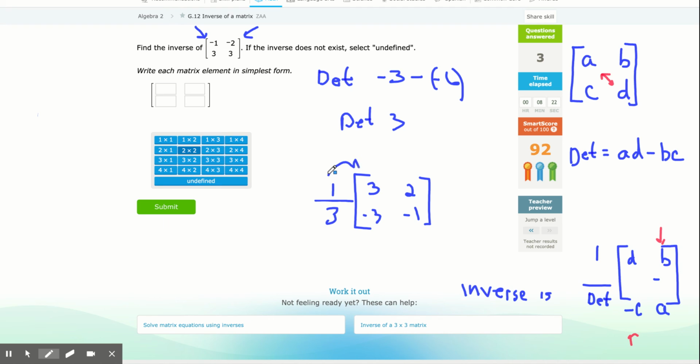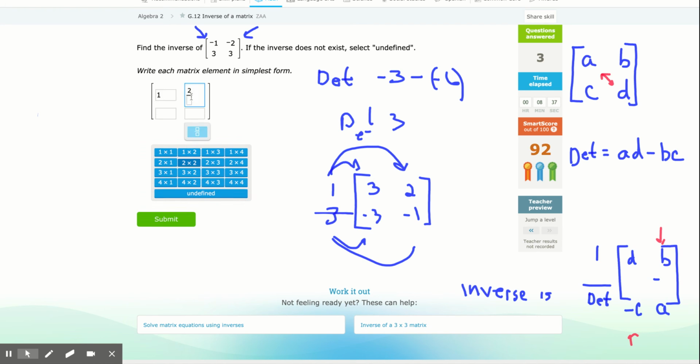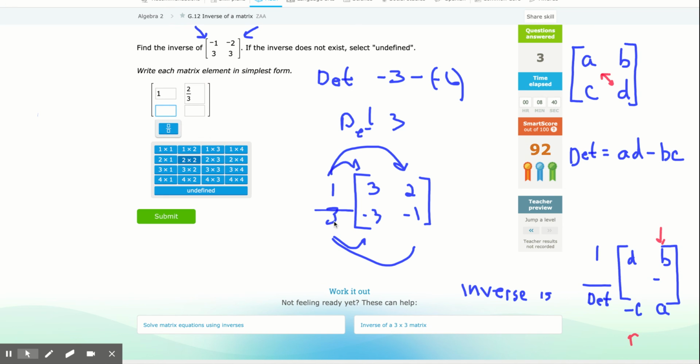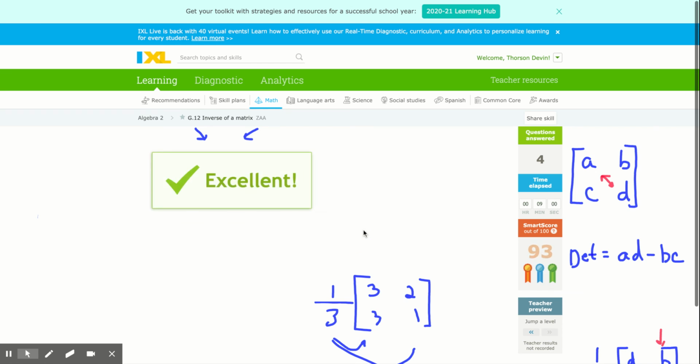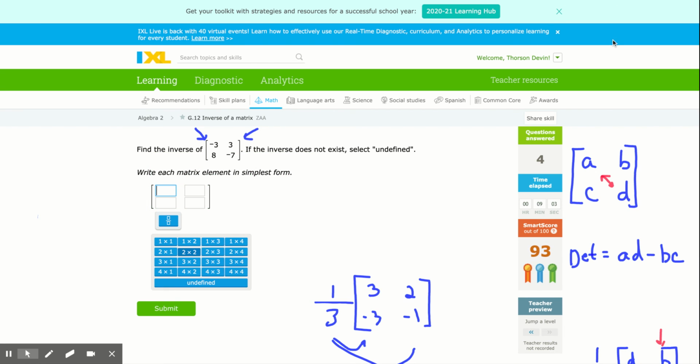Now the last thing is to distribute that 1/3. So what's 3 times 1/3? That's 1. What's 2 times 1/3? 2/3. What's -3 times 1/3? Excuse me, -1. And what's -1 times 1/3? -1/3. If you have any questions, please bring them to class, and I will help you then.